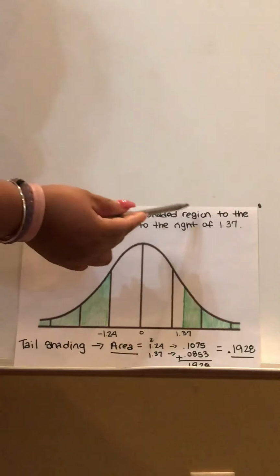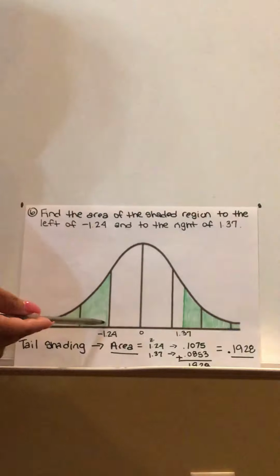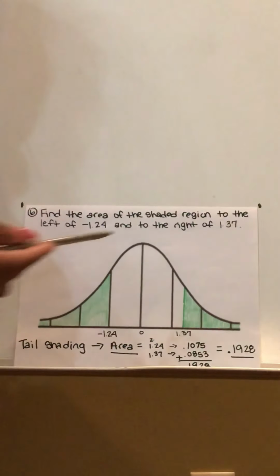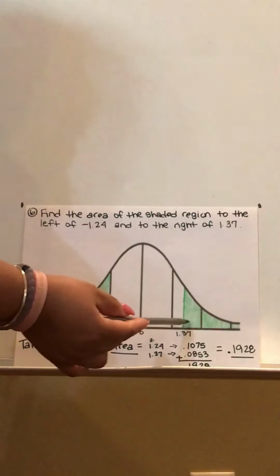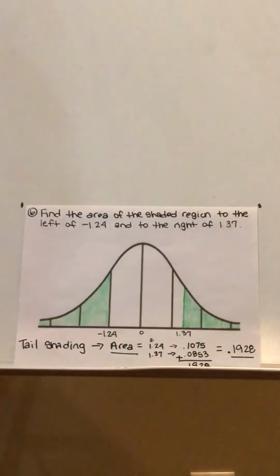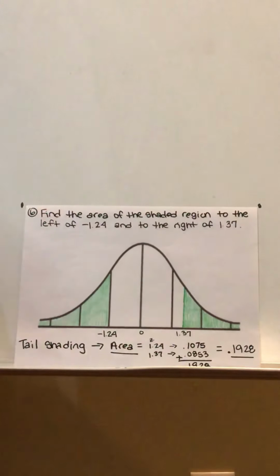I have a shaded region to the left of negative 1.24. To the left would come this direction, to the left, indefinitely. And then it says to the right of 1.37. If I look at what I just drew, that's a tail shading. That's tails, because it continuously goes out to the ends. Now, they are not proportionally equal. Okay, they're not proportional. So that's fine.